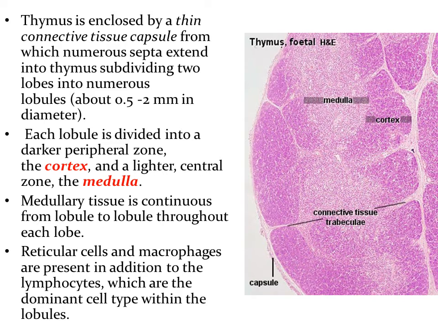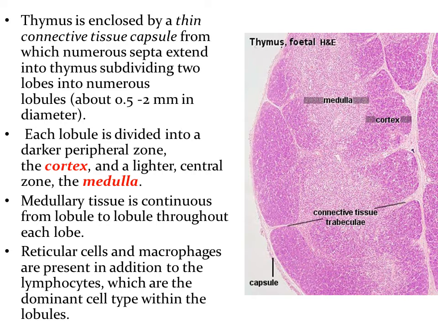The thymus is enclosed by a thin connective tissue capsule. The thymus is an encapsulated organ, and it has no lymph nodes. No lymph node in the thymus. Okay, remember this, because the spleen has lymph node follicles, but the thymus has no follicles, no lymph nodes, and it has no afferent lymphatic vessels.